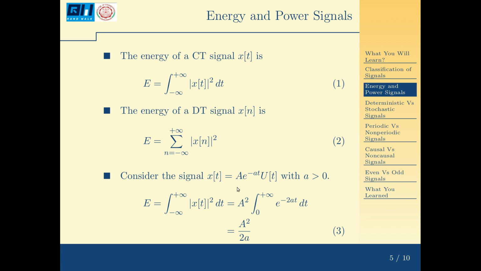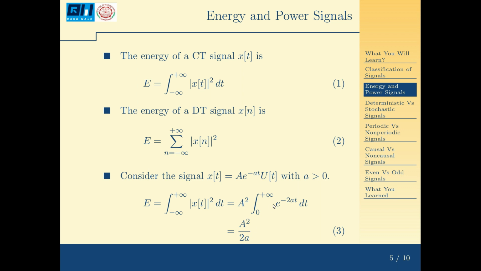So here, if this α is positive, what is the energy of the signal? That is the integral from minus infinity to infinity of |x(t)|² dt. Due to the presence of this u(t), the integral is modified as the integral from 0 to infinity. The square of A is A², a constant, so it comes out of the integration, and e^(-αt) squared becomes e^(-2αt) dt. On integration, it becomes e^(-2αt) by 2α, and that 2α comes out, so A² by 2α.